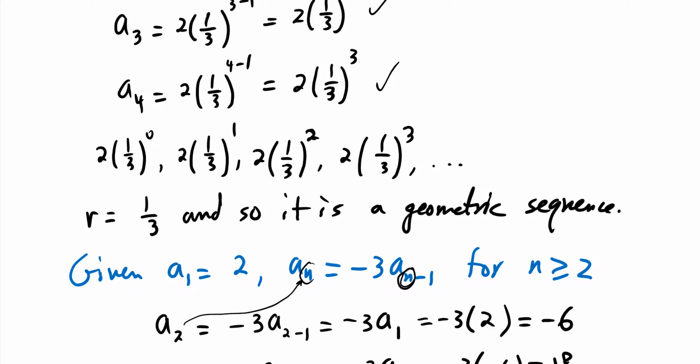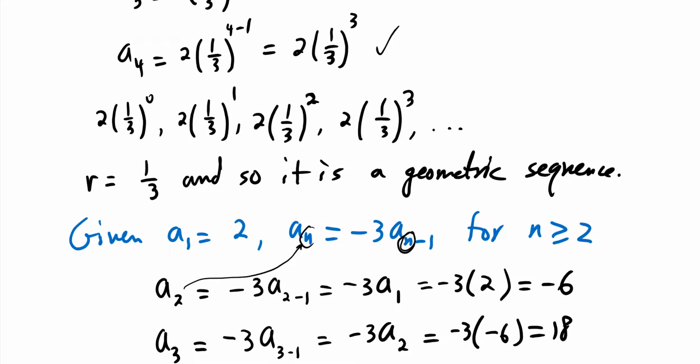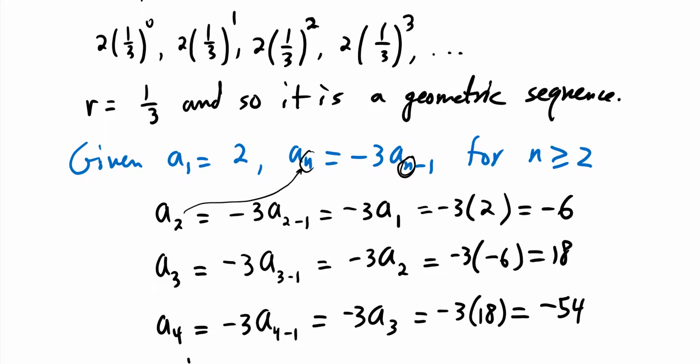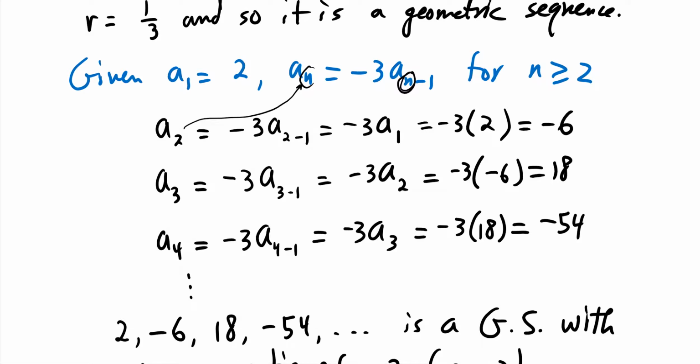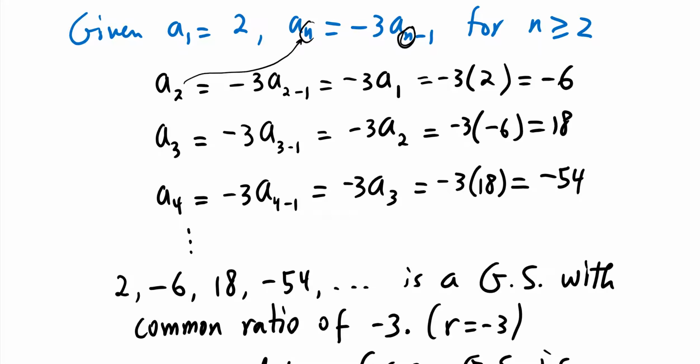Now, can I find a sub 3? Yes, all you have to do is substitute n equals 3. I get a sub 3 equals -3 times a sub 3 minus 1, but a sub 2 we found to be -6, so that gives me 18. You can do the same and find a sub 4. So we have 4 terms, a1, a2, a3, a4. Listing them out, that looks like 2, -6, 18, -54. This is a geometric sequence with a common ratio of -3. Every time they multiply by -3, and it comes straight from this number, negative 3.